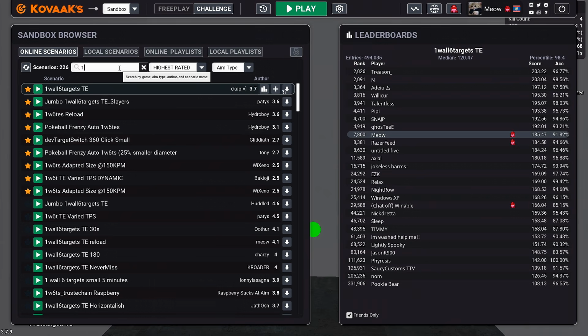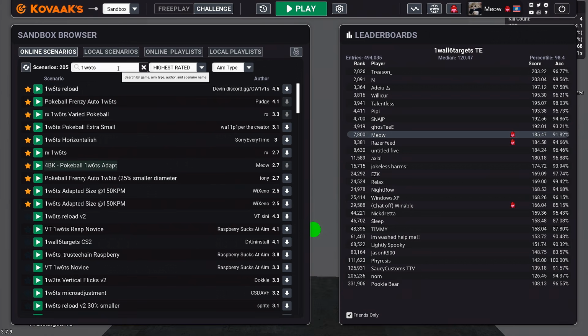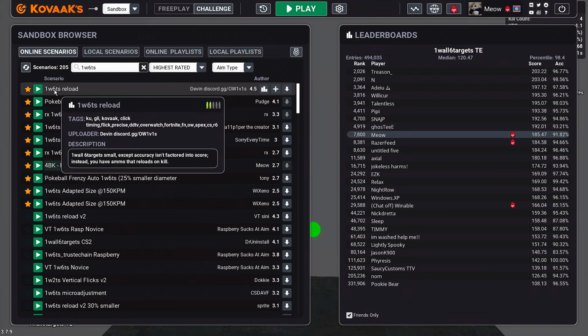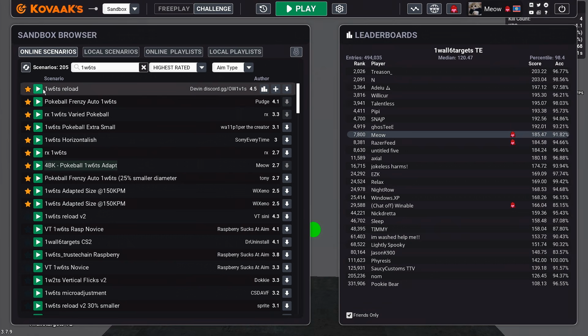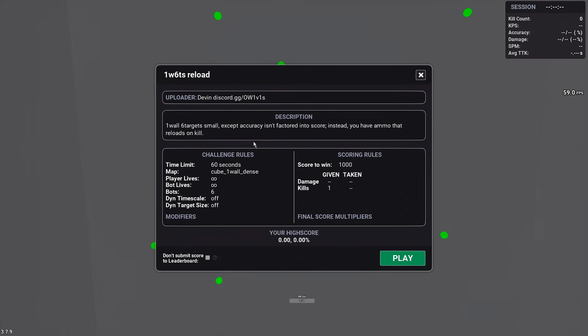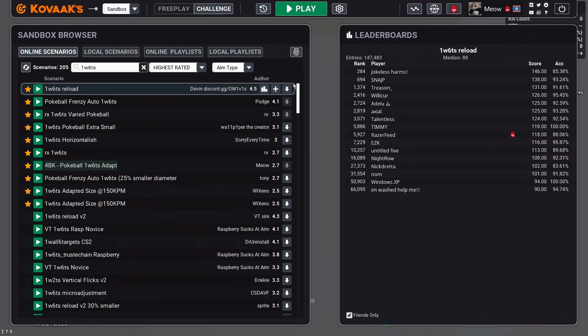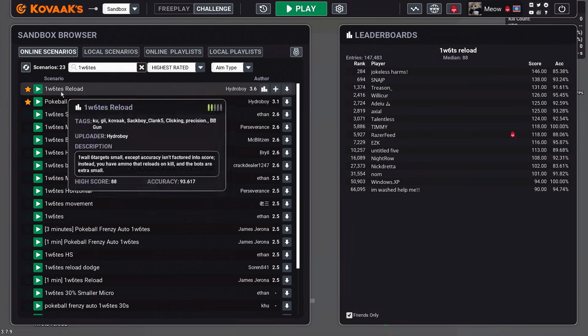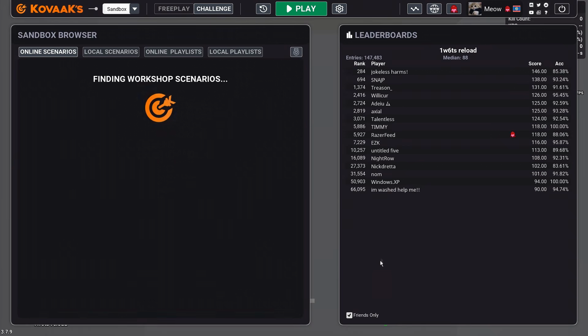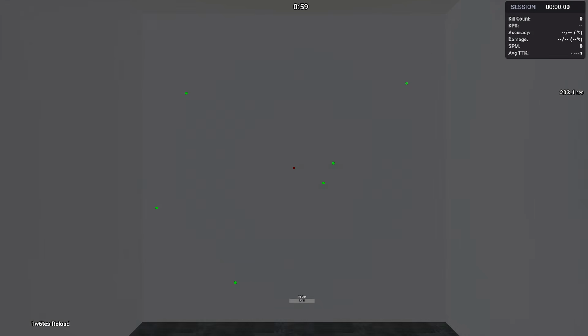If you then search the same thing, but TS, it means target small. One wall, 6 targets, target small. Or one wall, 6 targets, small. And reload obviously stands for the magazine you see at the bottom, which reloads when you miss. You can go a step further and write an E, extra small, and now the targets will be even smaller.